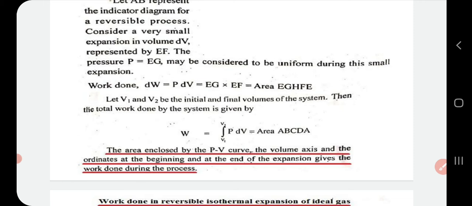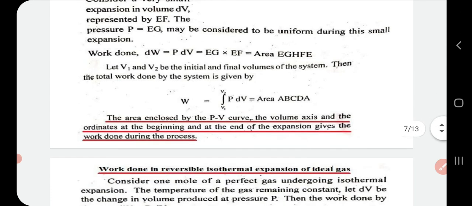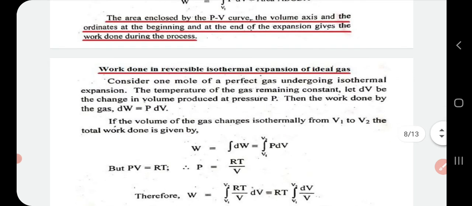So the area enclosed by the PV diagram gives the work done during the process. So what is a PV diagram? It is a graph that is obtained by plotting volume along the x-axis and pressure along the y-axis. Now the significance is that the area enclosed by the PV diagram will give you the total work done by the system during a process.